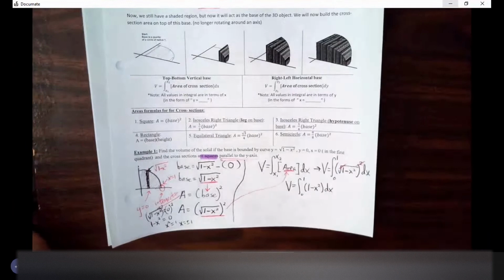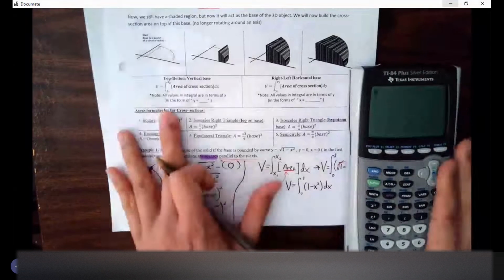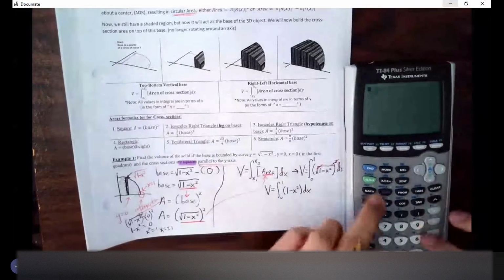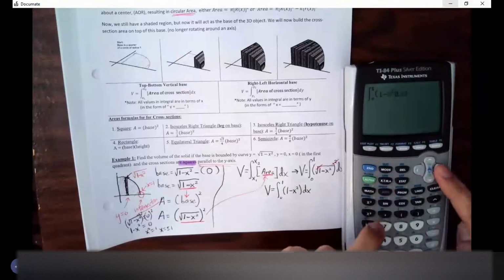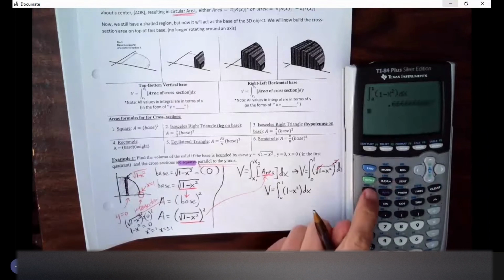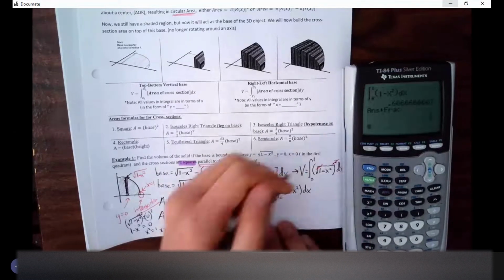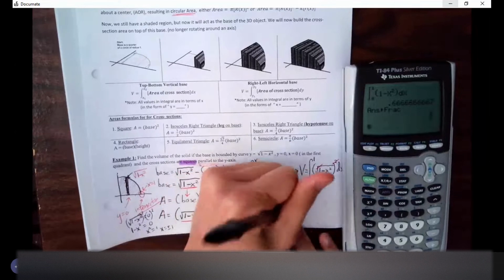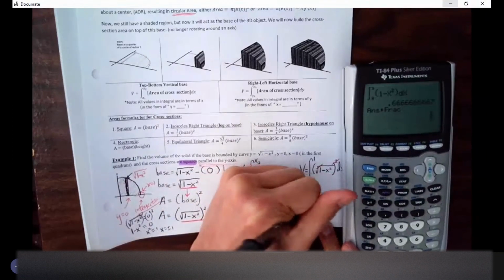Okay, so now I'm ready to put this into the calculator. You can do this by hand, but it's probably easier to just put it in the calculator here. So 1 minus x squared. 0.6, see if it'll get down to a fractional value. It does, 2/3. So volume is just 2/3 units cubed.